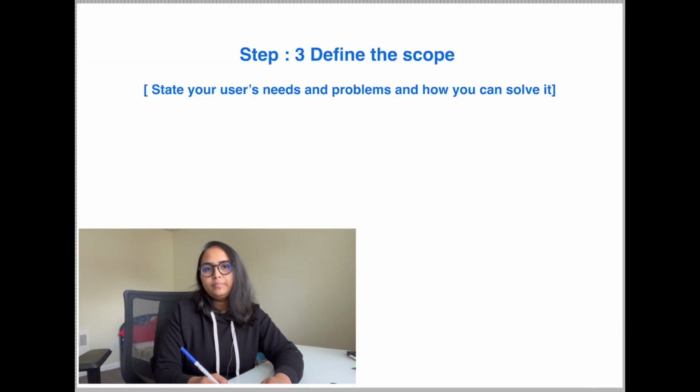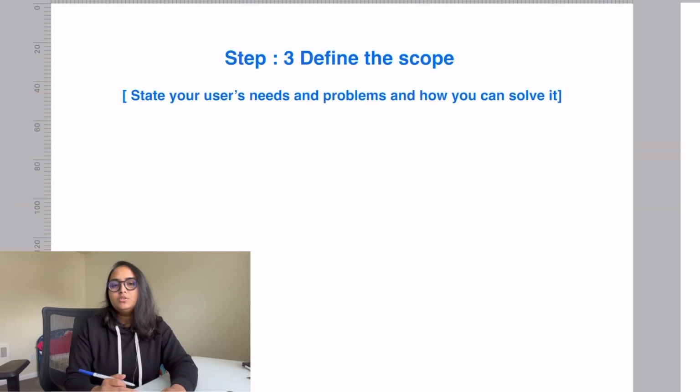The third step in solving a whiteboard design challenge is to define the scope. That means stating your user needs and user problems and how you are going to solve them. So in this step we are going to talk about what problems the users are facing.